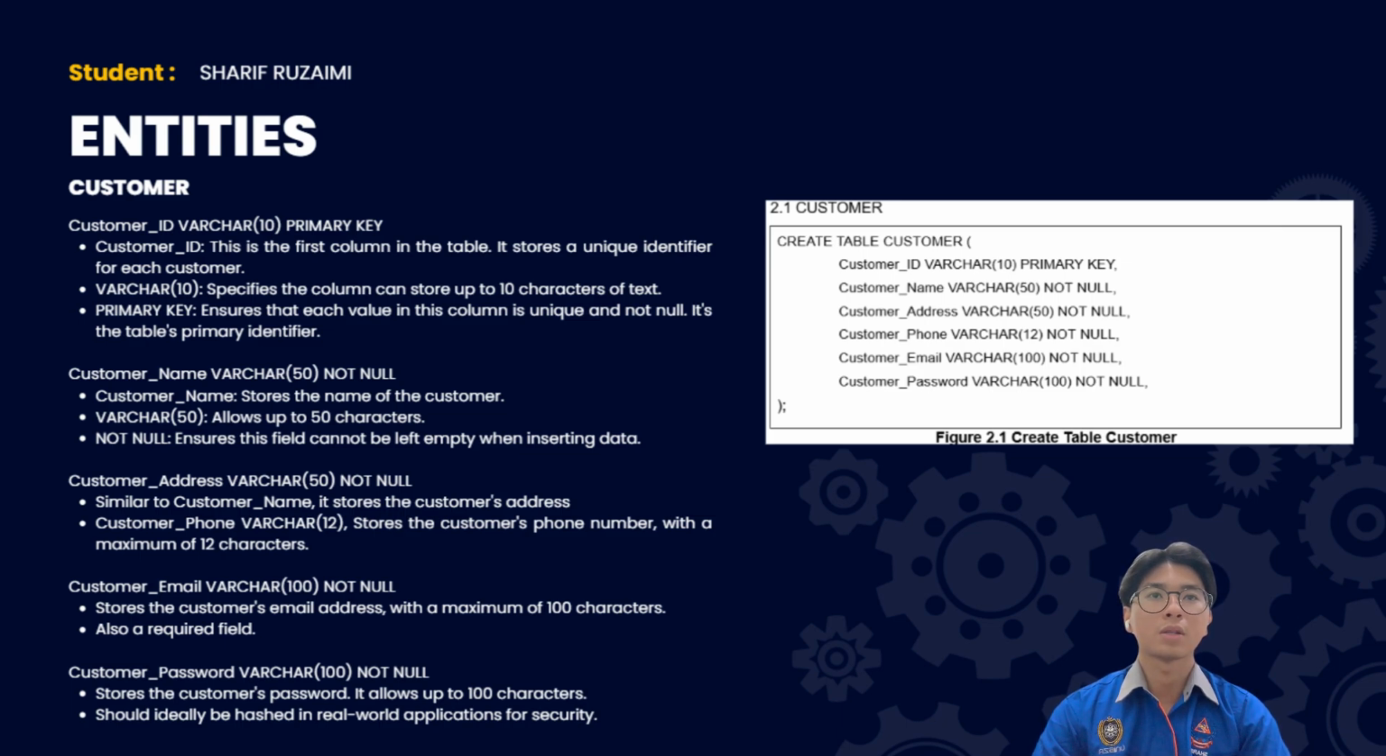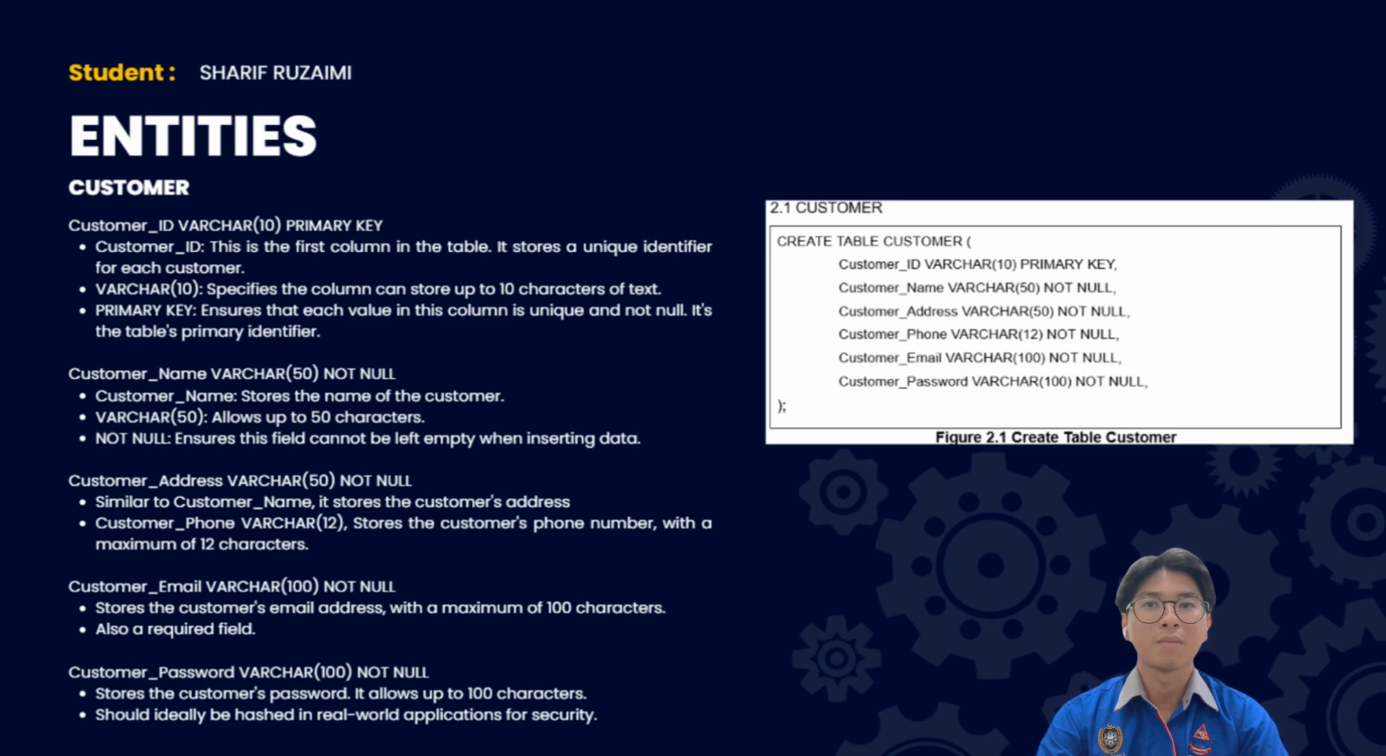Next one is the customer name. This column stores the name of the customer. It allows up to 50 characters as a varchar 50. The not null constraint ensures it cannot be left empty. Moving on, we have customer address. Similar to the name, it's a varchar 50 field and required with not null. Now, customer phone. This column stores a customer phone as a varchar 12, allowing a maximum of 12 characters.